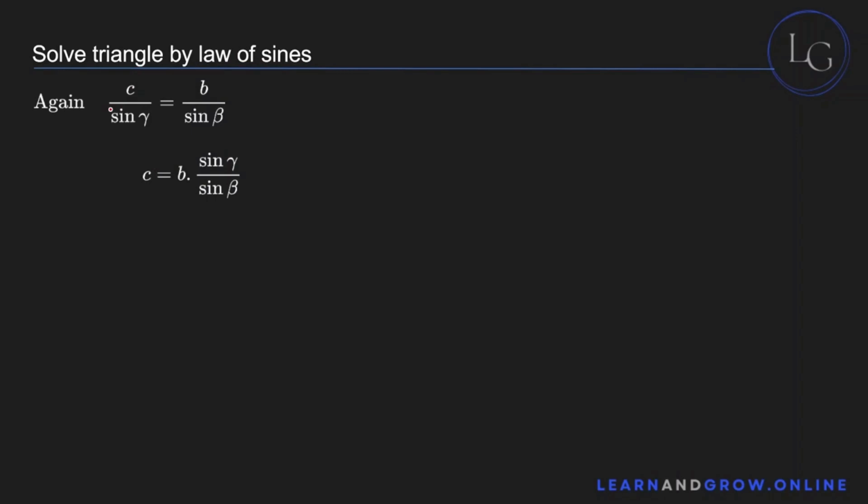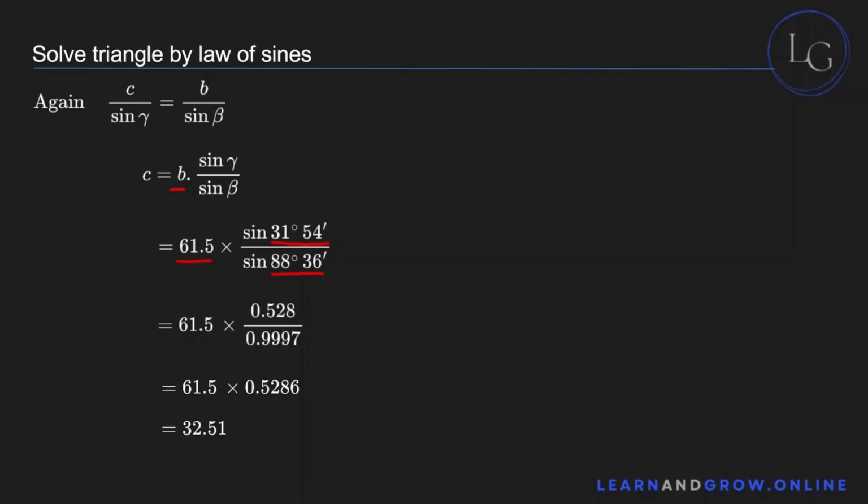So C over sine gamma is equal to B over sine beta. So C is equal to B into sine gamma over sine beta. And we already know what B is. It's 61.5. We found that out earlier. We know that gamma was equal to 31 degrees and 54 minutes, and we know that beta is equal to 88 degrees and 36 minutes. So now simply do all the multiplications and you can find out that the side C is equal to 32.51.